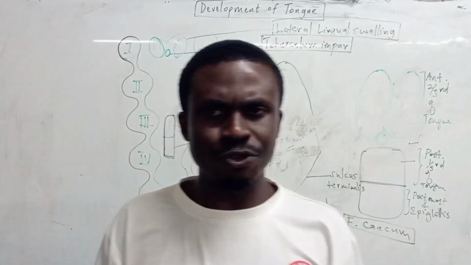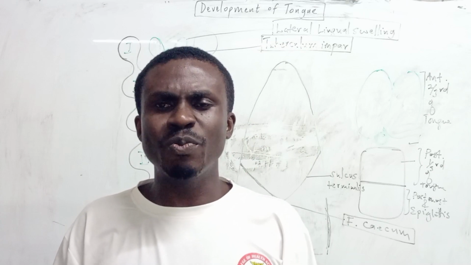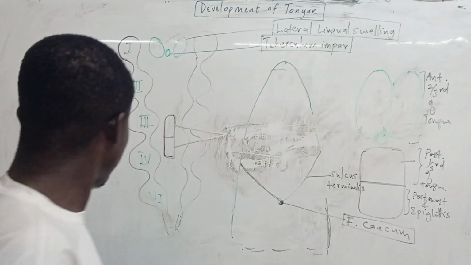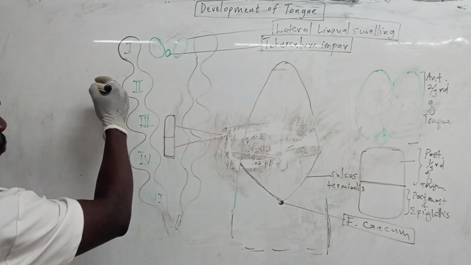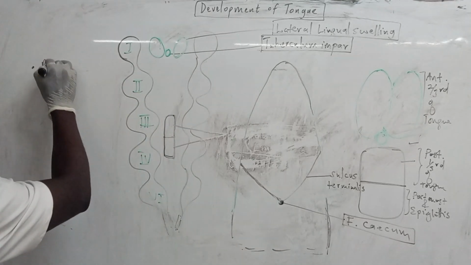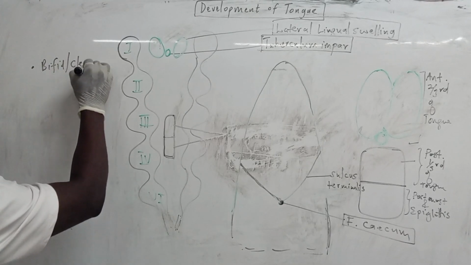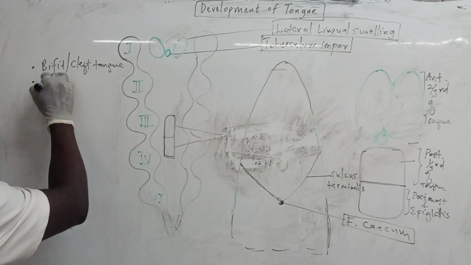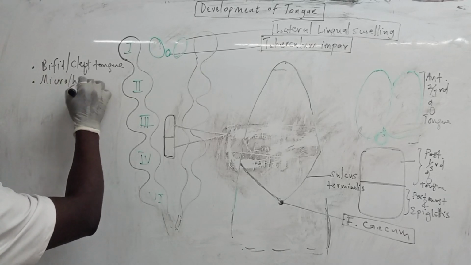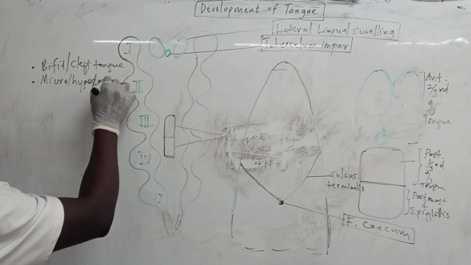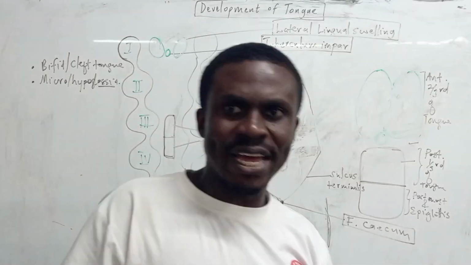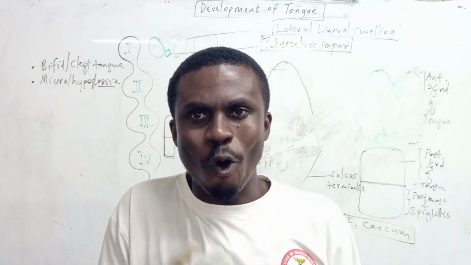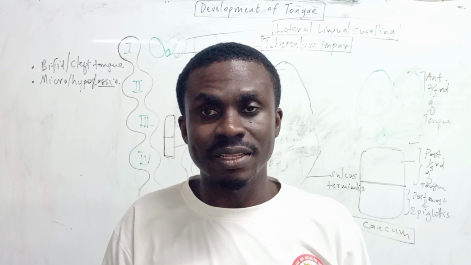Now, there are other things too that we have to think about. Sometimes some people may present with what we call microglossia. Let me put some of these things down. These are anomalies that I want you to know. The first one I've talked about is the bifid tongue, or something you can call cleft tongue. The other one that I want you to know is microglossia, or you can say hypoglossia. Anytime you hear the word glossia, it has to do with the tongue. So hypoglossia or microglossia means very little tongue. That's also very important.